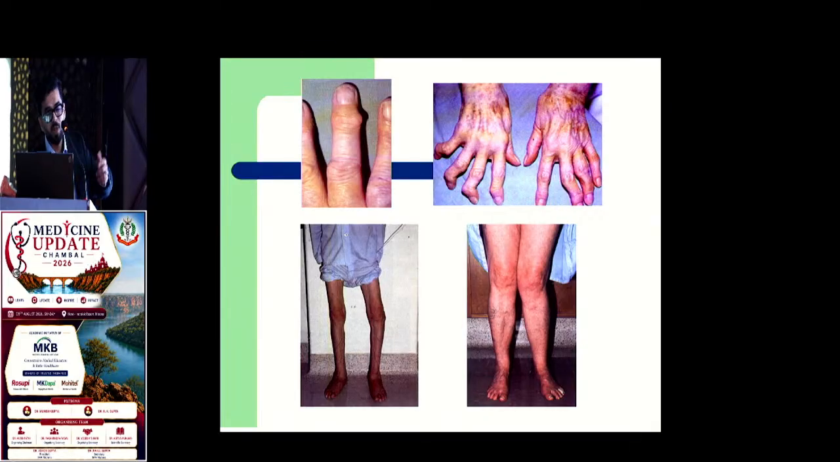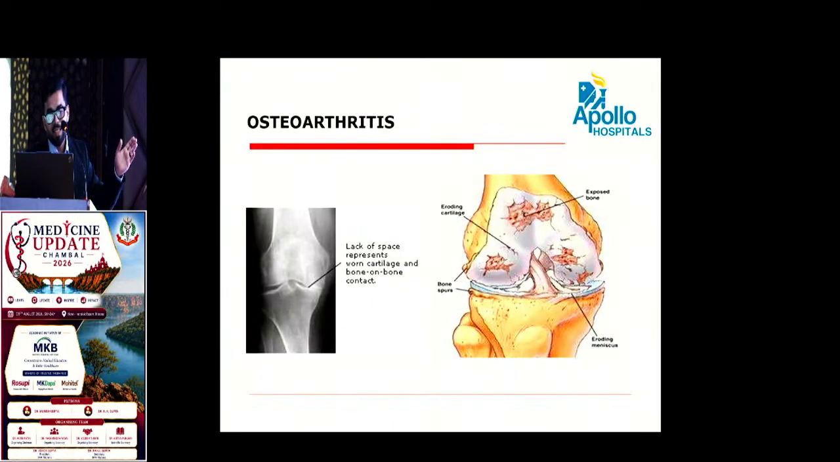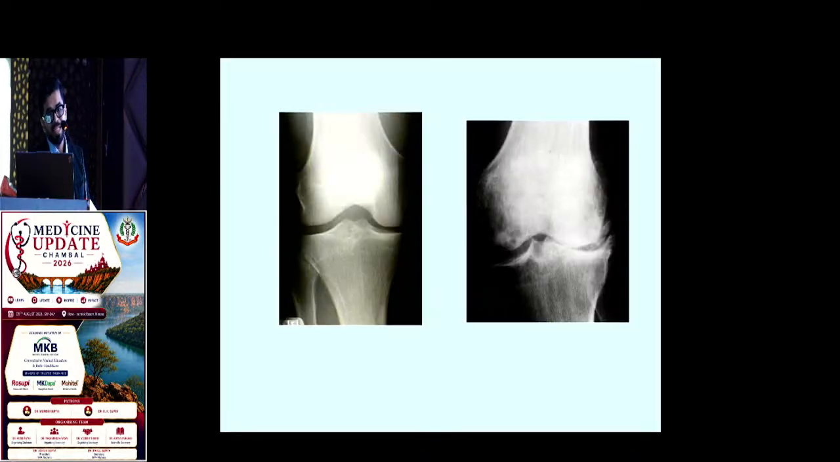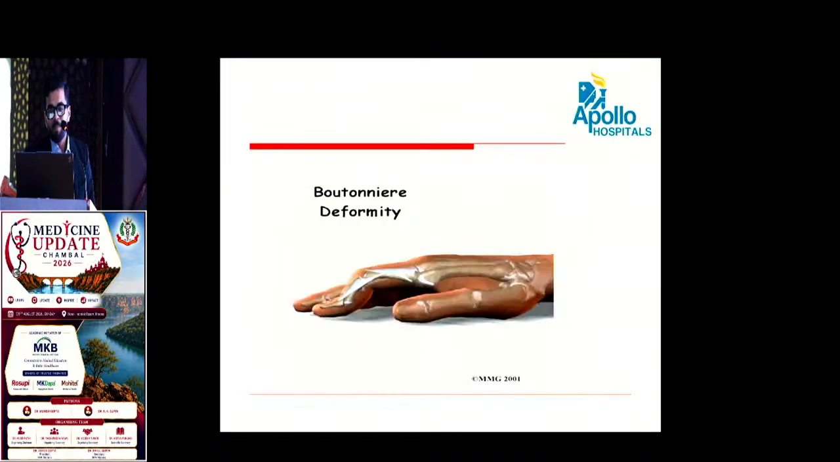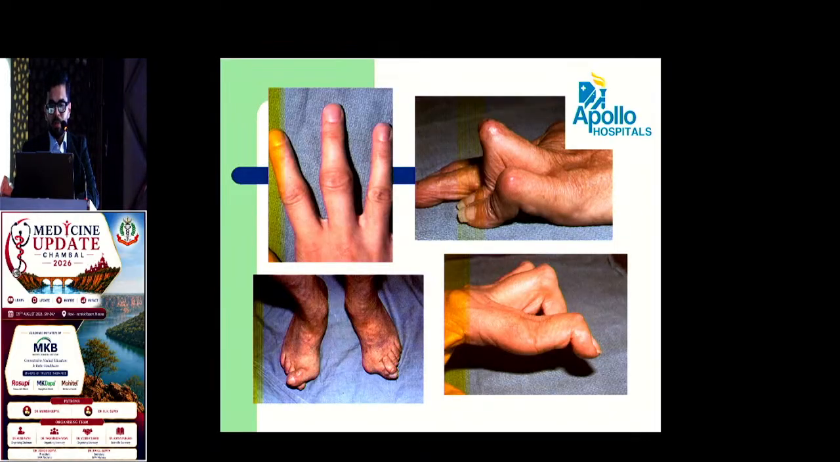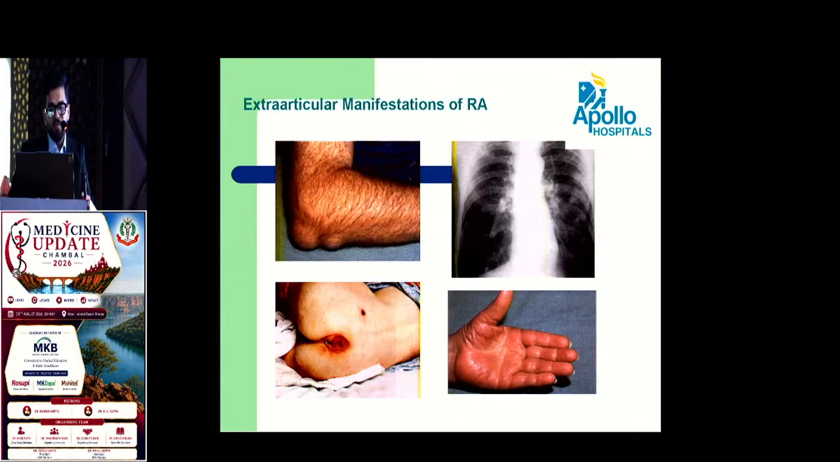So the last few slides are just pictures. These are the classical hand deformities in osteoarthritis and knee deformities. This is the X-ray where there is loss of cartilage in osteoarthritis. X-rays we see daily in a lot of our patients. So these are the deformities, swan neck deformities. And these are the extra-articular manifestations of RA.